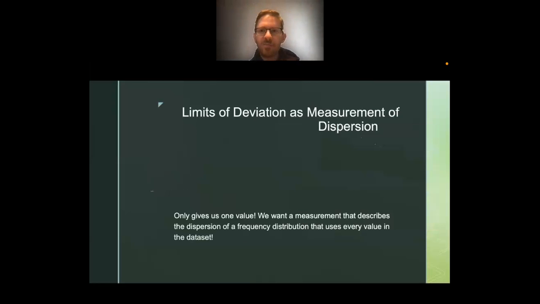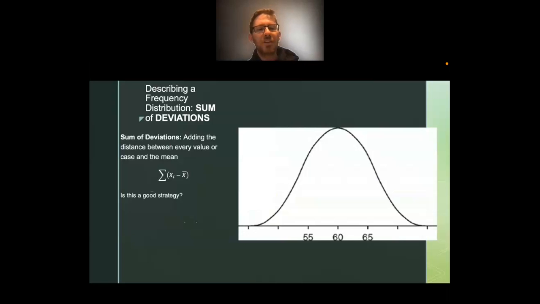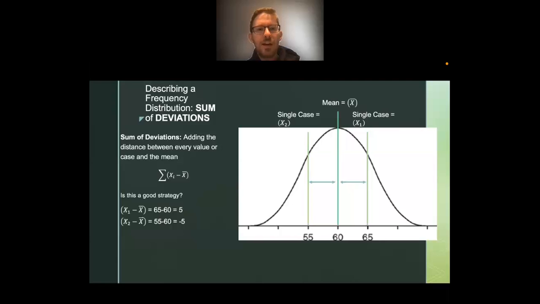Now, that only gives us one value. And we want a measurement that's describing the dispersion throughout a variable, and so that's when we bring in sigma. So we add up all of the deviations. So that's the sum of deviations. The problem is, with the mean, remember, what's it called?